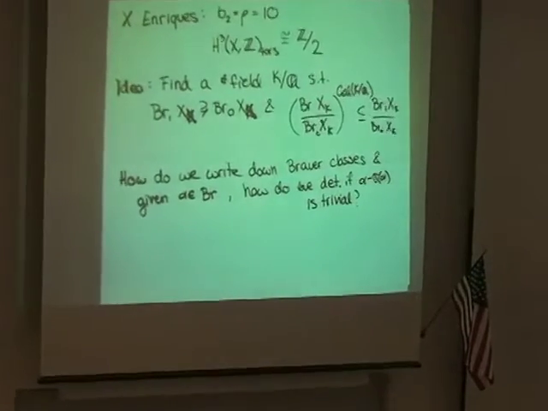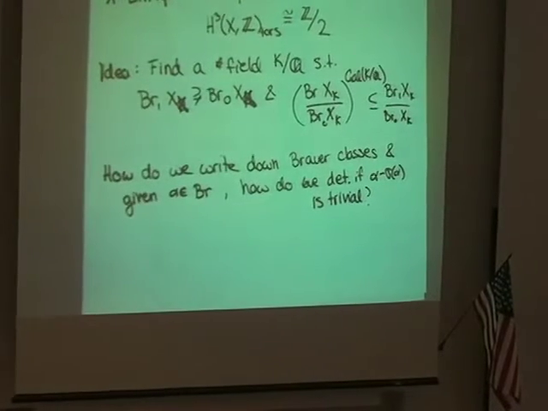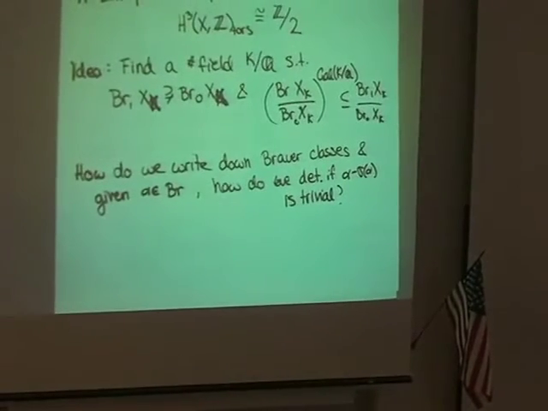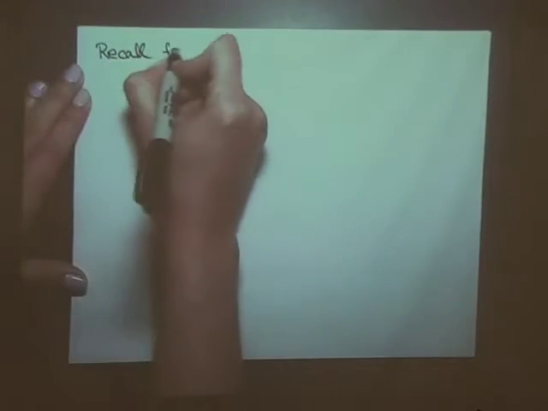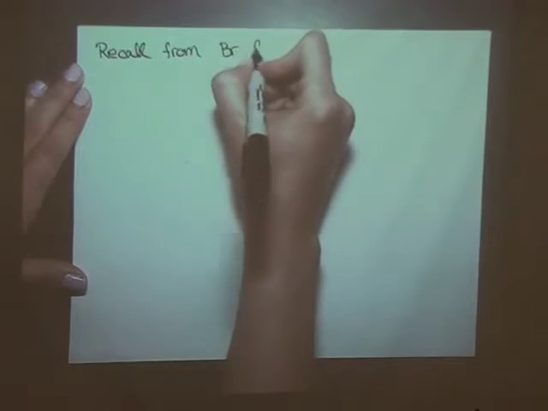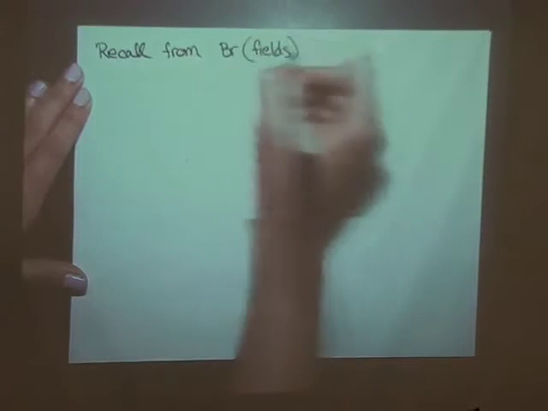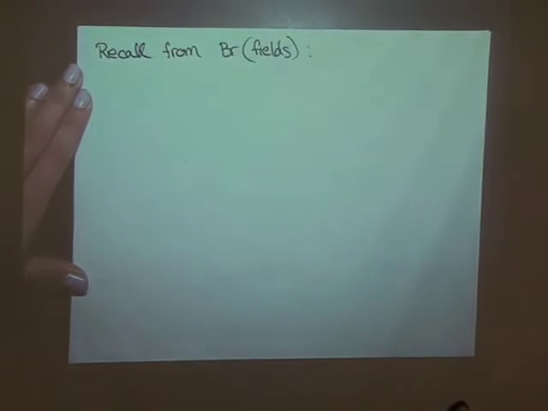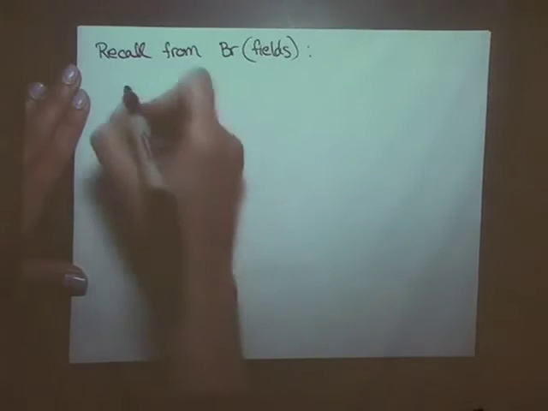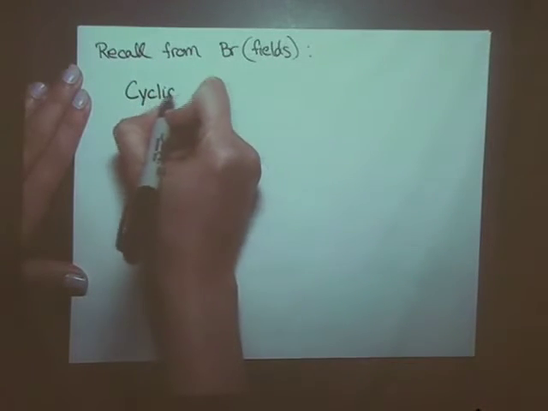So now let's recap a few instances where we have tools to determine whether or not an element is trivial. So let's recall from the Brauer group of fields, what are some tools we have to determine when the Brauer group is trivial or to figure out how to write something in a nice fashion? Well, one of them was looking at cyclic algebras.